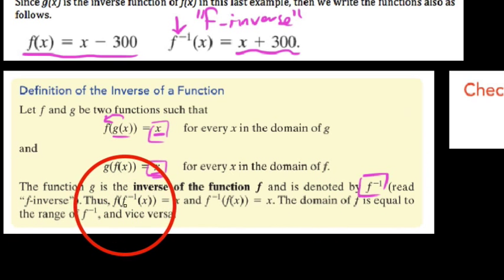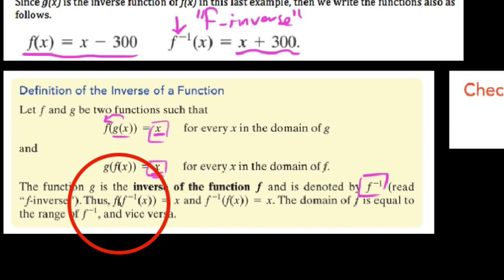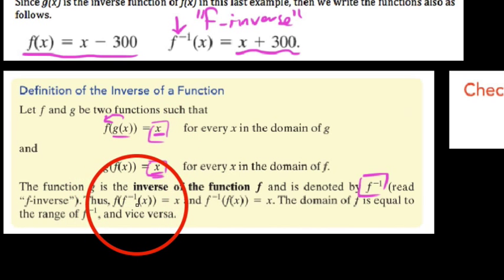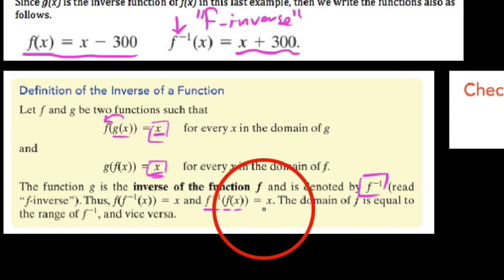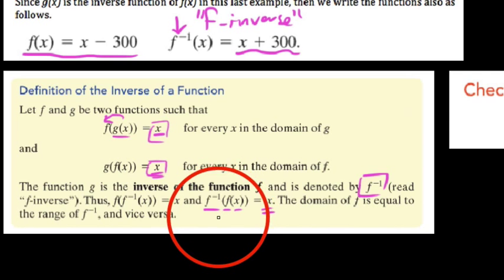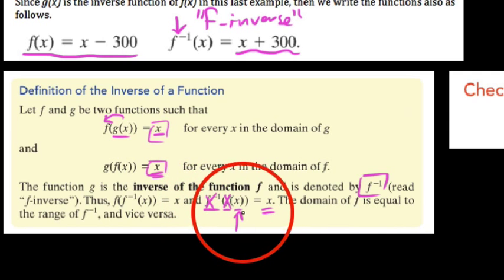So f of g of x, remember, is x. We could say also then likewise, f of f inverse of x is always going to be x. And f inverse of f of x is always x. And this is the whole point of inverse functions: they undo one another, and you get left with the inner stuff that you were looking for in the first place.